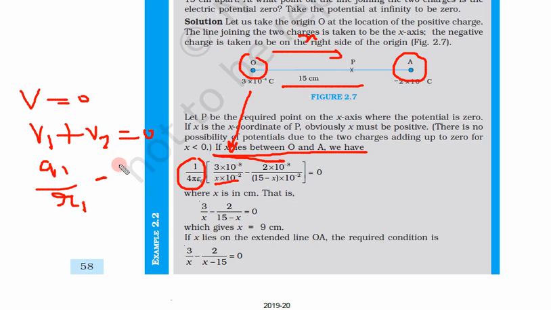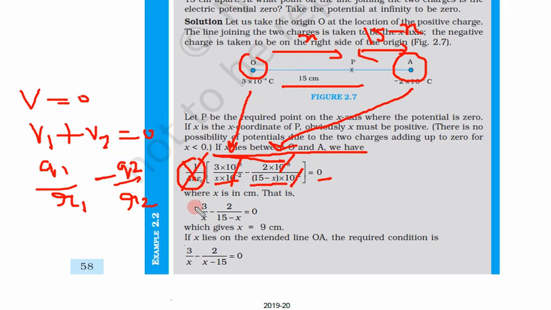Now the second charge, this is Q2 upon R2. So Q2 is simply minus 2 into 10 to power minus 8. So there is a minus sign, because the second charge is negative. And this distance R2 is 15 minus x. This was 15 centimeter minus x, into 10 to power minus 2. This must be equal to 0. So this whole thing goes into 0. Now what is remaining? This power will also cancel out.